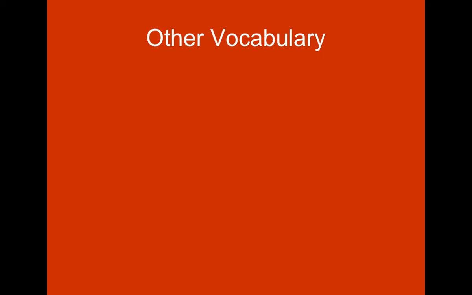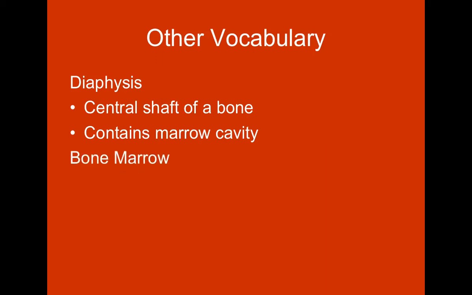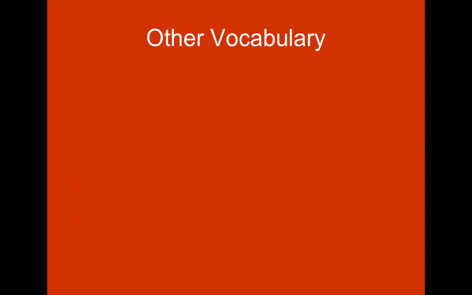So let's take a look at some of the other vocabulary that we will hit early on here. The first one is diaphysis. This is the central shaft of the bone that contains the marrow cavity. The bone marrow is the loose connective tissue in the marrow cavity that makes the blood cells.